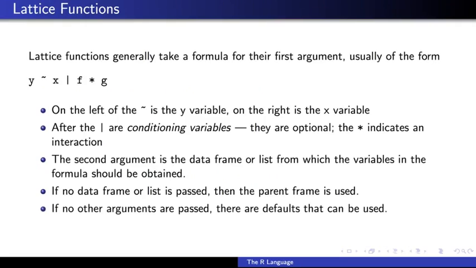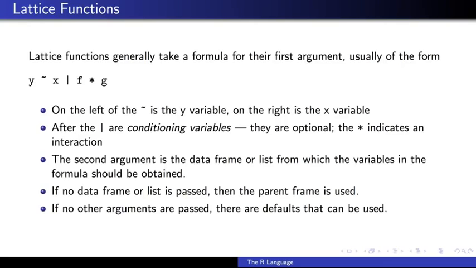The basic approach of lattice functions is that the first argument is usually a formula of some sort. The formula can look something like this: y ~ x | f * g. You can think of y as being the response of some sort, so it's going to be on the y-axis. x is the input, so to speak, and it's going to be on the x-axis. And then the solidus represents conditioning on f and g, which are typically going to be factors. So here I've got two different factors that are interacting with each other. There won't always be two different factors; often there'll just be one.